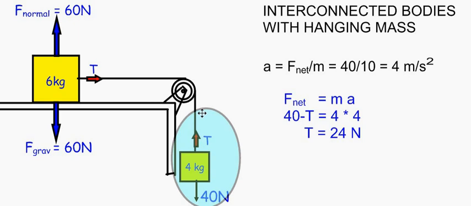We shall do both. Looking at the 4 kilogram mass and applying Newton's second law to this, F net equals m times a, and so the net force will be 40 minus the unknown tension T. So 40 minus T, being the F net, is equal to the mass, 4 kilograms, times the acceleration, which we have already found by considering the system as a whole, 4 meters per second squared. Substituting into the equation gives us that the tension force is equal to 24 newtons.